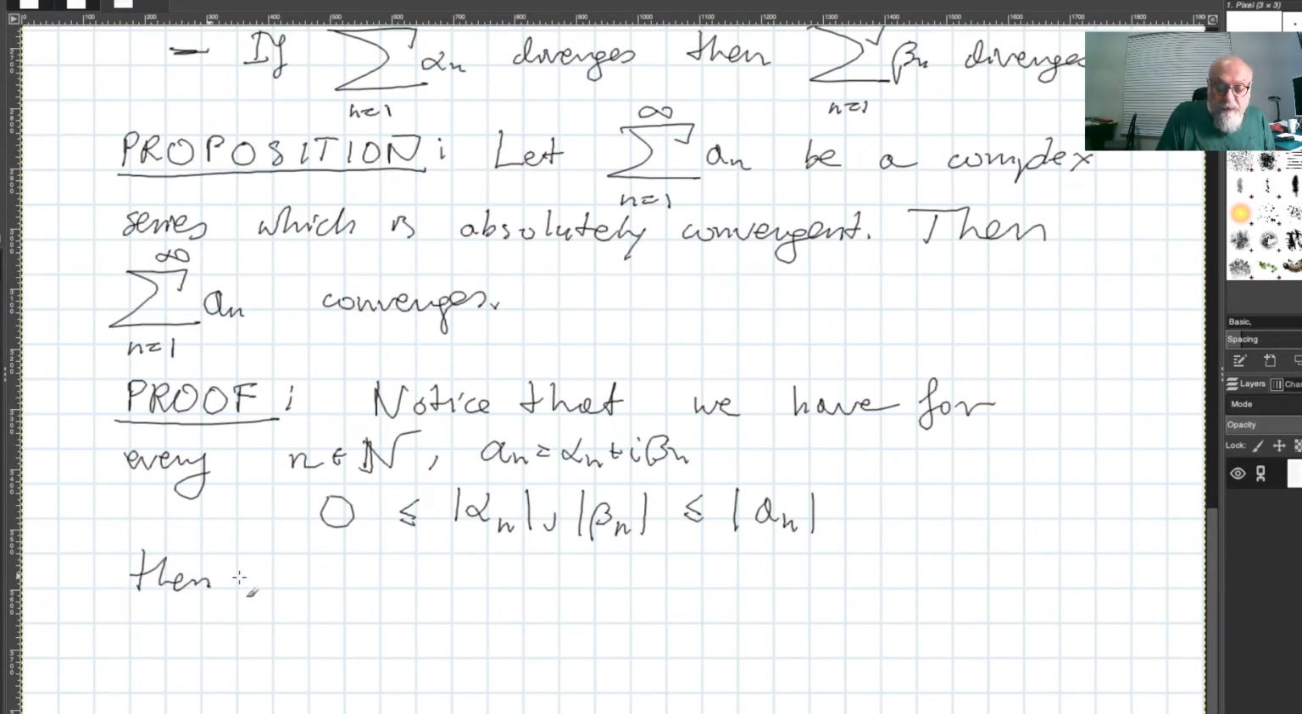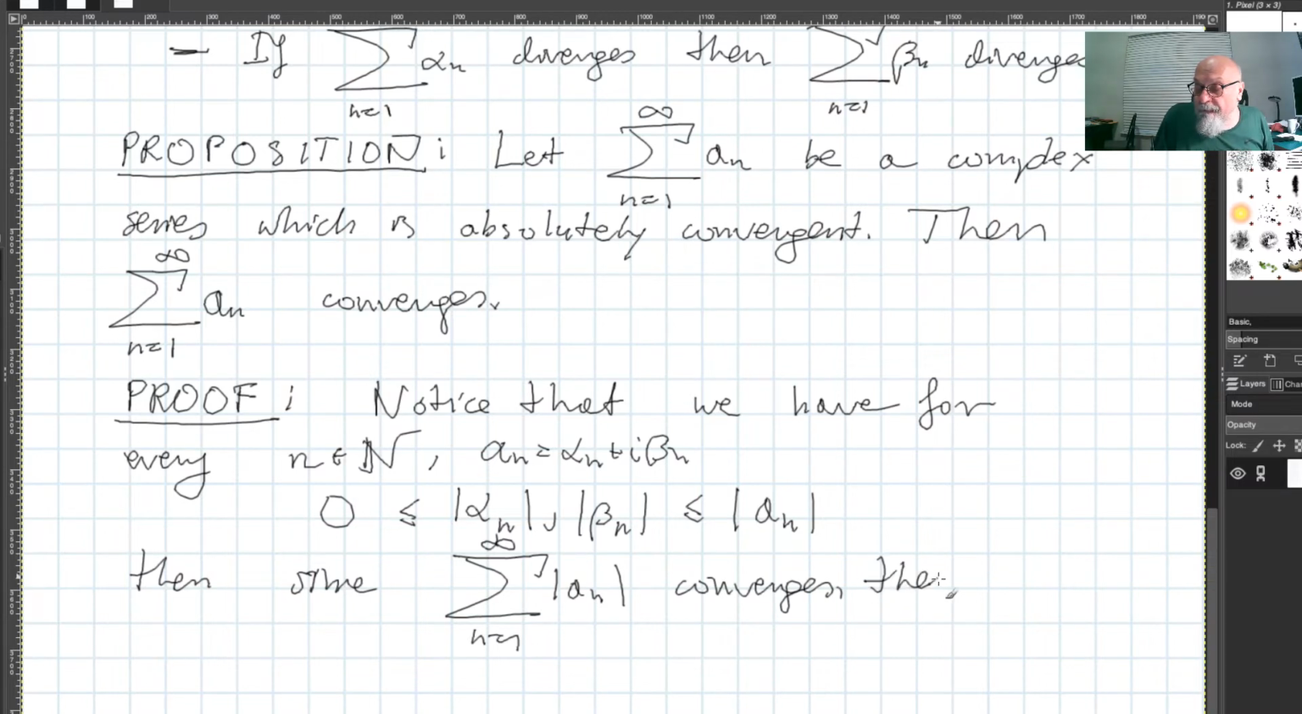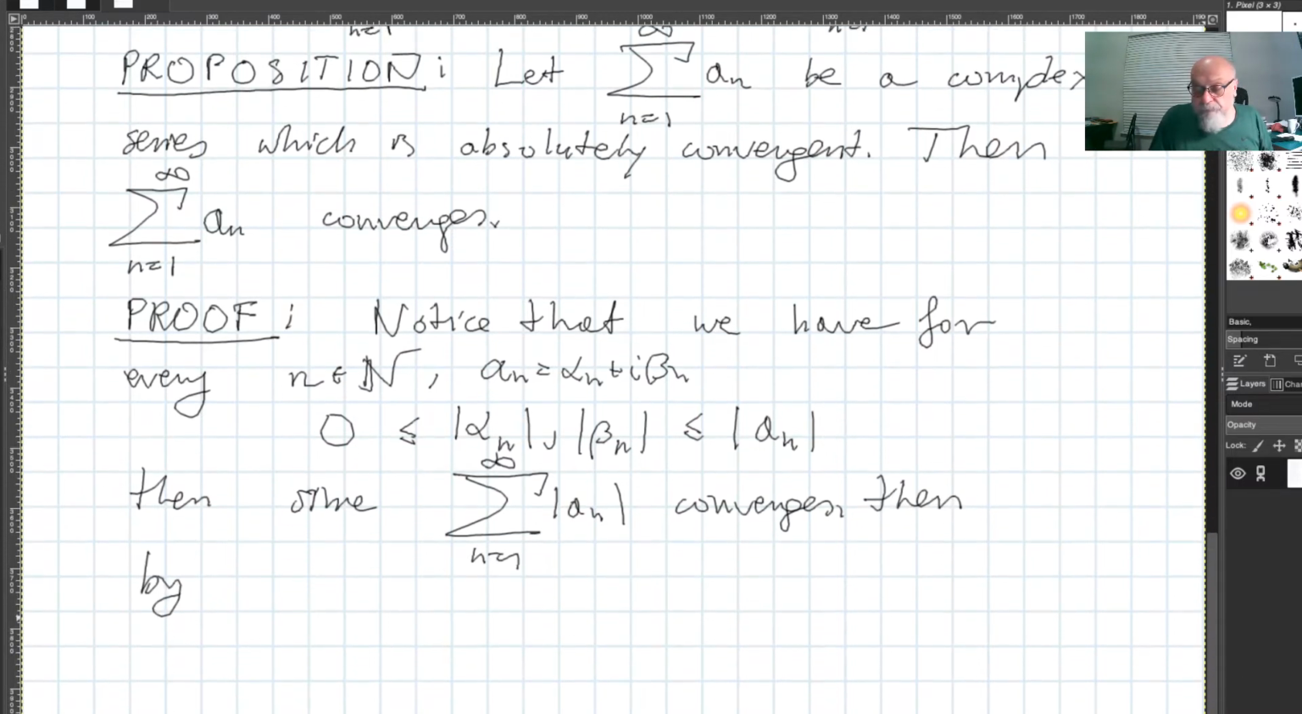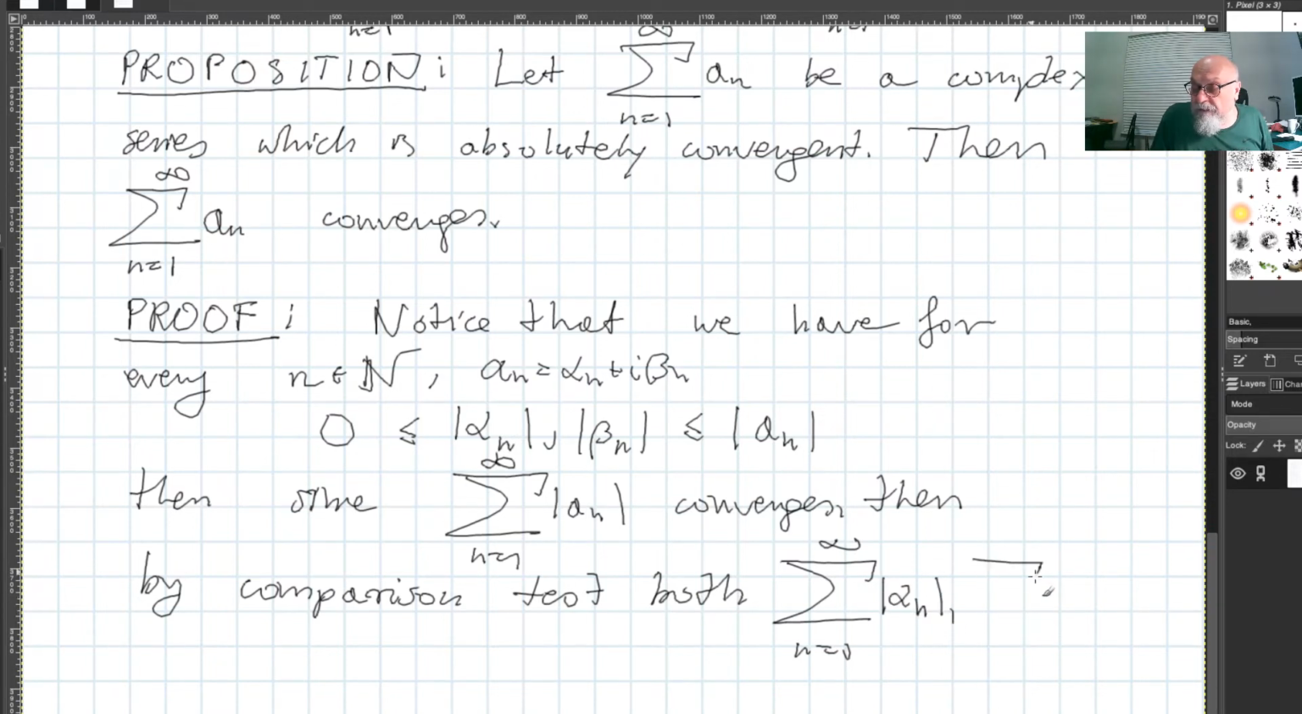then, since this series, the sum from n equal 1 to infinity of a_n, converges, then by the comparison test both of the series, the sum from n equal 1 to infinity of the absolute value of alpha_n and the absolute value of beta_n, converge, and that means they converge.